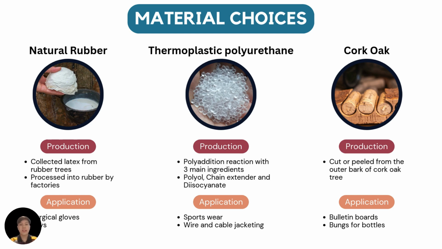Next is thermoplastic polyurethane, or in short, TPU. This material is created through a polyaddition reaction involving 3 main ingredients: polyol, chain extender, and diisocyanate. You'll often find TPU in sportswear and wire or cable jacketing because of its impressive elasticity and resistance to wear. Finally, we have cork oak. This material is cut or peeled from the outer bark of cork oak trees. It is commonly used in bulletin boards and bottle stoppers because of its lightweight nature and water-resistant properties.